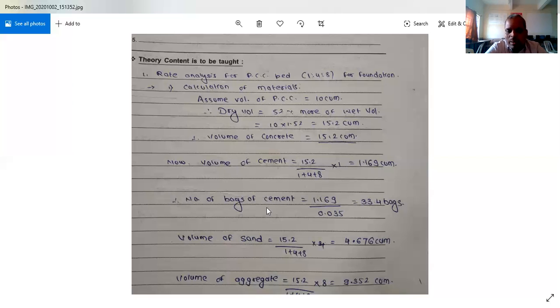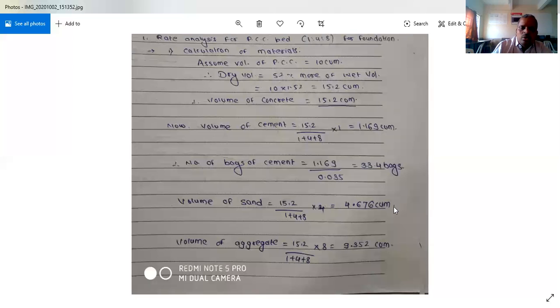But when we go for buying the cement, we have to take it in bags. So how to convert it? Volume of cement in cubic meter divided by the volume of one bag of cement, that is 0.035, will give us the total number of bags of cement. So the number of bags of cement is equal to 1.169 divided by 0.035, that is equal to 33.4 bags. In this manner you have to find out the number of bags of cement.